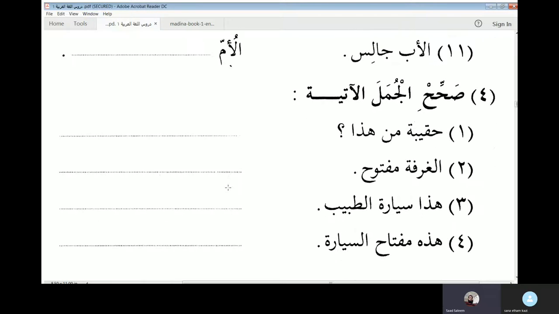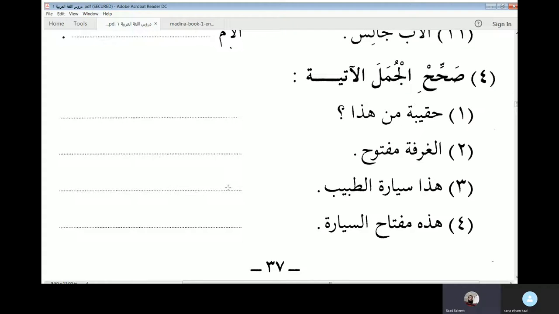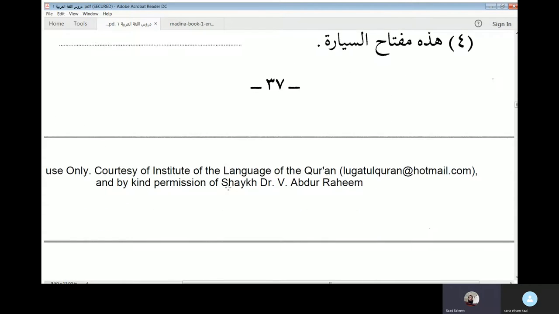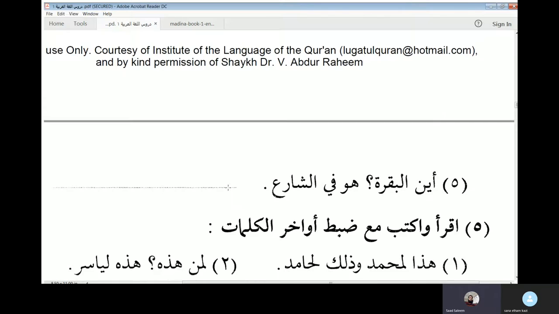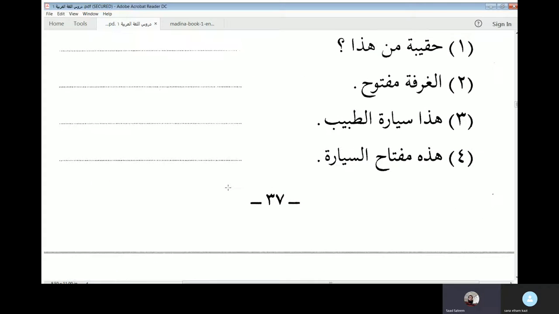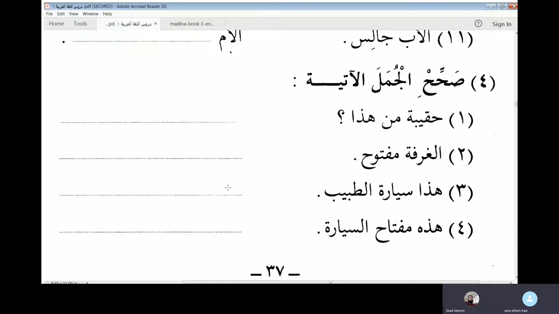We have Sahih al Jumla Latia. There is a mistake in all these sentences. First find the mistake and then tell me what the mistake is. We have five sentences, Mr. Munjid. First two sentences for you.